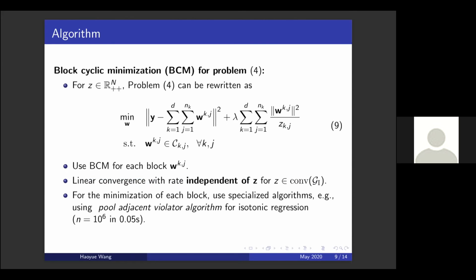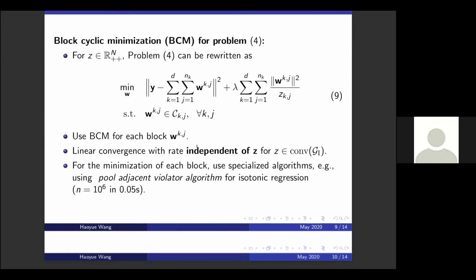And of course, we have to solve the minimization problem for each block. Fortunately, we have highly efficient specialized algorithms. For example, if each component is increasing or decreasing, we can use the algorithm called pool adjacent violators algorithm, which is highly efficient. We can solve very large n in a few seconds. So with all of this help, even though BCM is used as a subproblem, we can solve this problem quite efficiently.